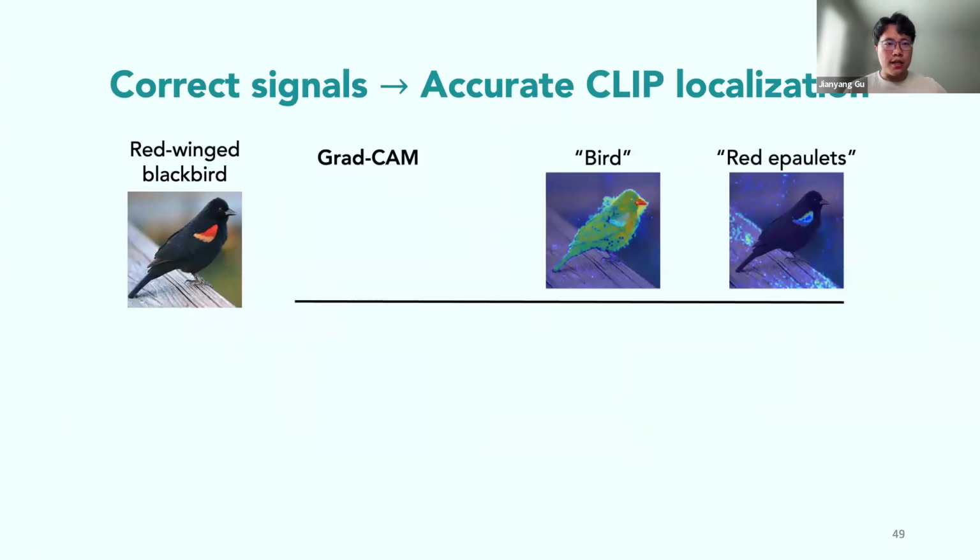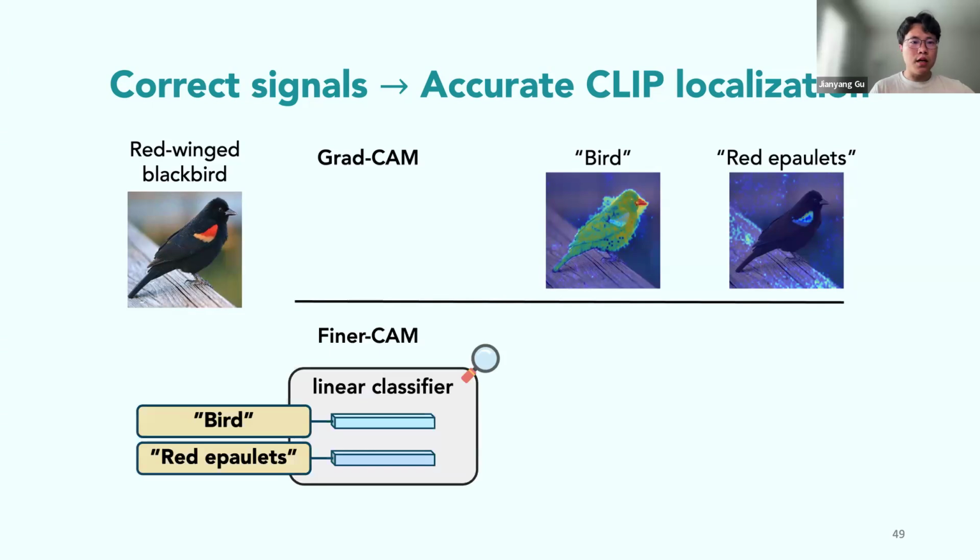We also demonstrate that in addition to classification, we can use FinerCam in multimodal scenarios. For example, with this red-winged blackbird, we can use bird and red apple as two classification weights. Similarly, if we only use GradCam, then it highlights the bird very well, but for the red apple, it only has a very weak, very vague activation on the apple.